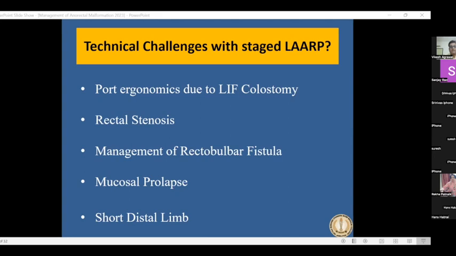And third is the management of rectobulbar fistula. Usually, if we identify a rectobulbar fistula, that is an intermediate type of anorectal malformation, we prefer PSARP. But if you end up doing laparoscopy, it becomes a little difficult to dissect the fistula so low down. Recently, we have started using 3D, and then it becomes a little easier. The fourth problem which we encounter very often is mucosal prolapse. And the fifth problem, especially when postgraduates at the beginning of their career do a colostomy, is a short distal limb. So one by one, I will cover how to manage these problems.